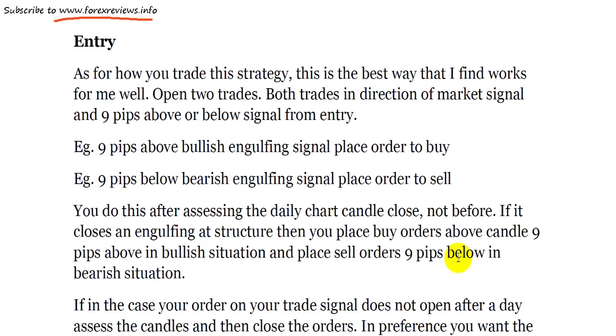Same goes with the weekly. About a 9 pip entry above the signal or below the signal is a great way of taking the trade. Now, the reason why 9 pips is what I find really effective is because it is a place above the daily candle where if you're buying a pair, the sellers place their stop losses.